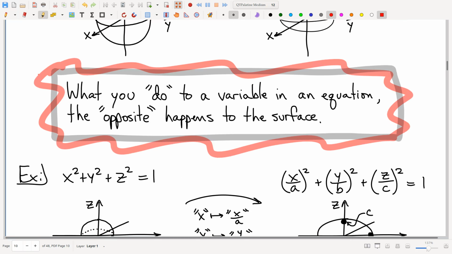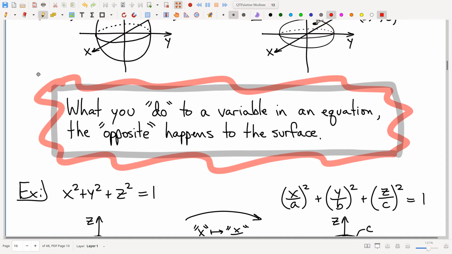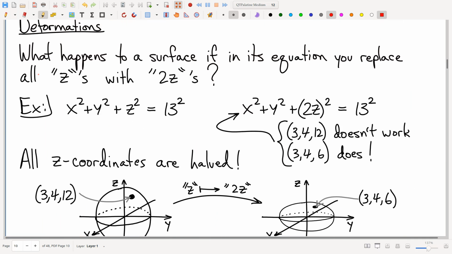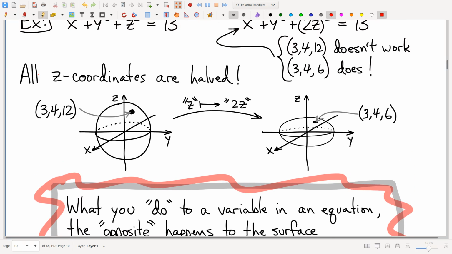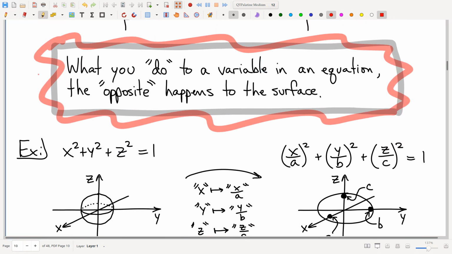When you do something to a variable in an equation, so what we did up there is we replaced all the z's with 2z's. When you do something to a variable in the equation consistently throughout the whole equation, the opposite happens to the surface. So here we multiplied the z by 2 in the equation, and then the z-coordinates of the solution got divided by 2. Surface got squished. So this is a broadly valid punchline.